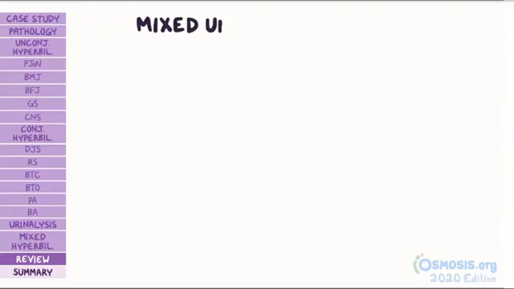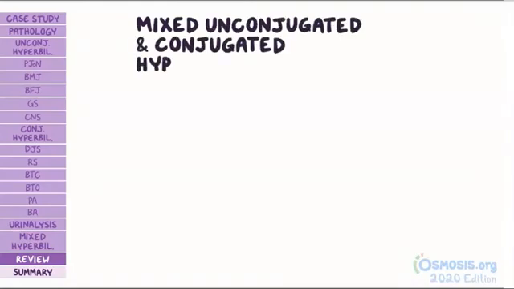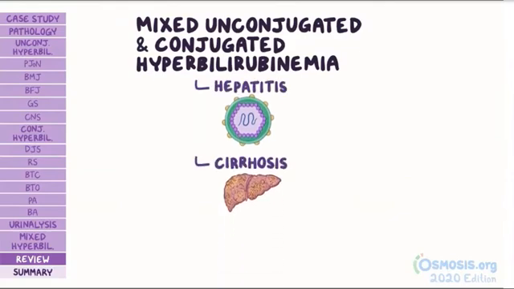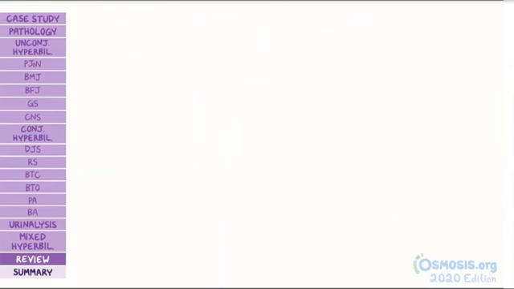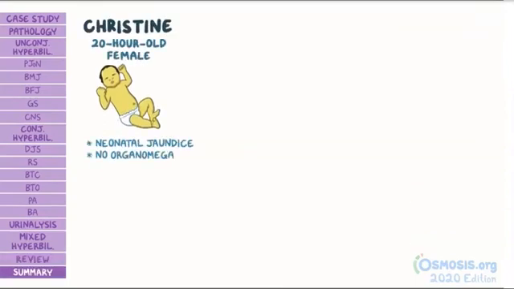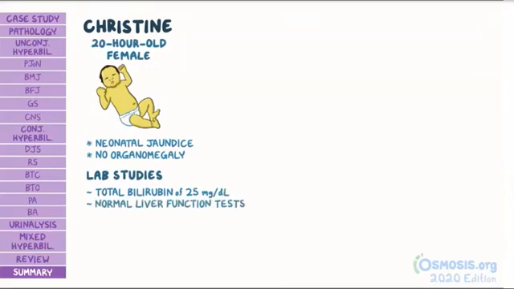Finally, mixed unconjugated and conjugated hyperbilirubinemia is common in individuals with hepatitis or cirrhosis. Now let's go back to our case. Christine is a 20-hour-old female infant with neonatal jaundice but without organomegaly. Laboratory studies revealed a total bilirubin of 25 milligrams per deciliter, normal liver function tests, and no evidence of hemolysis.